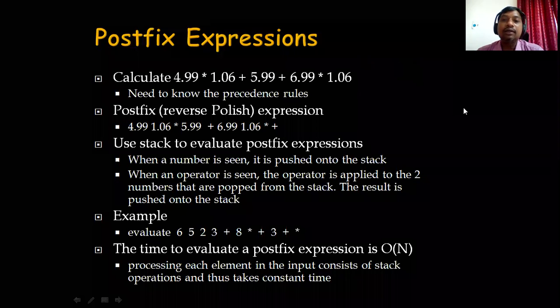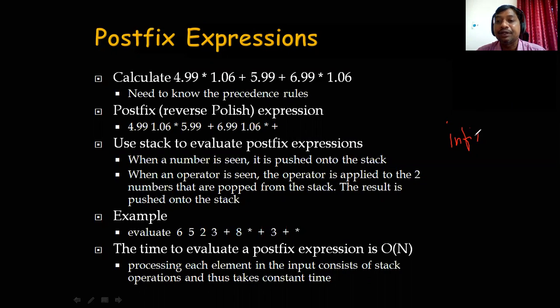Another important application of stacks is infix to postfix conversion. I haven't prepared the slides for this infix to postfix conversion.